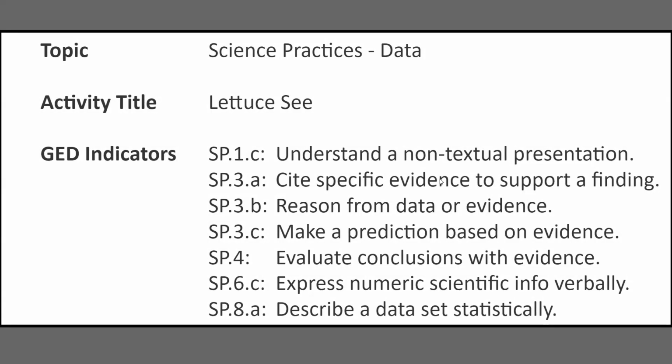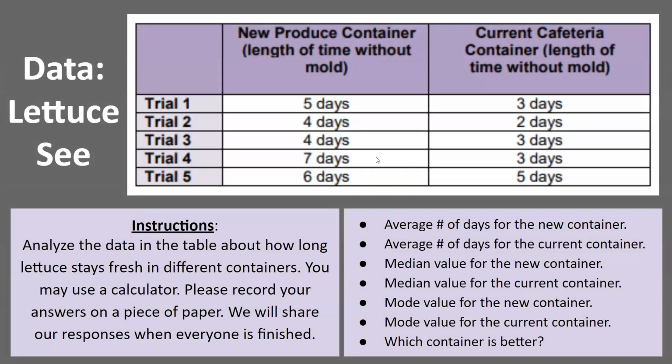Over on the data side of things, this is where we were talking about graphs and mean, median, and mode, formulas, all of that. You could potentially give a data set. This one's called Let Us See. I've got to have my puns. And so this gives a data set about a new container for holding lettuce, and the amount of time that various trials went without mold versus the old container, the current container that they're using. So this is having them use those mean, median, and mode skills and figuring out what they really mean, not only calculating the numbers, but what that means in terms of helping me to draw an actual conclusion.